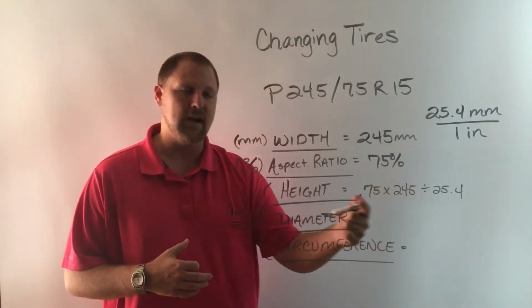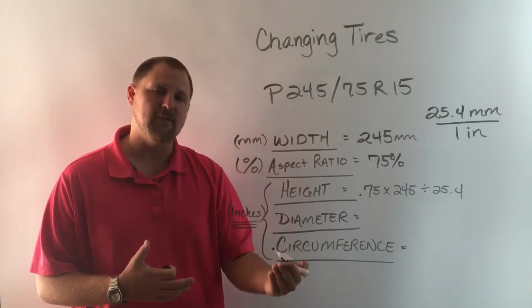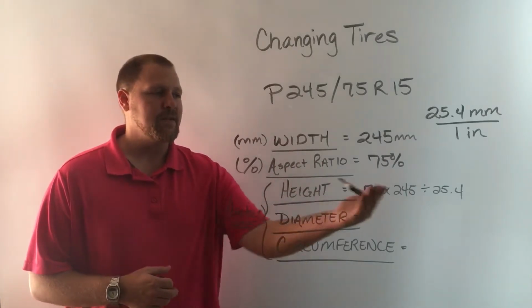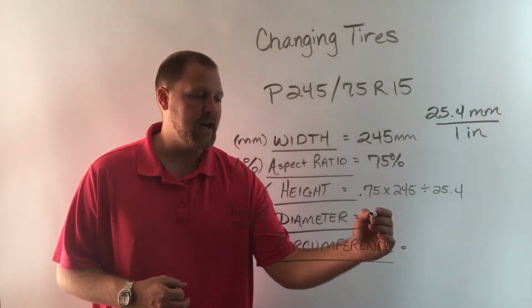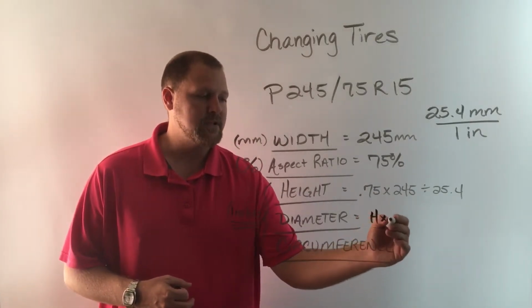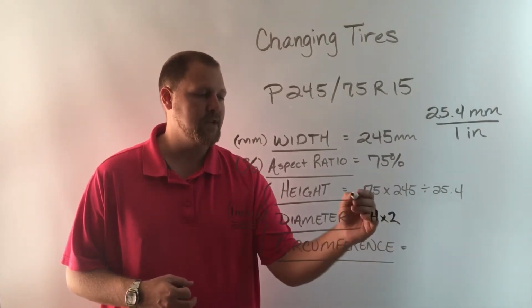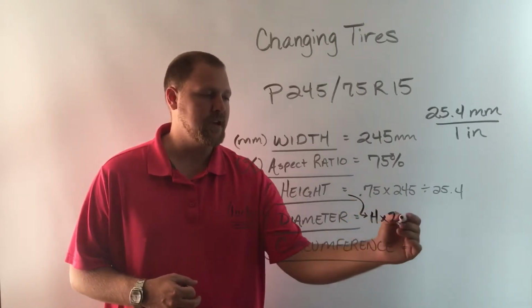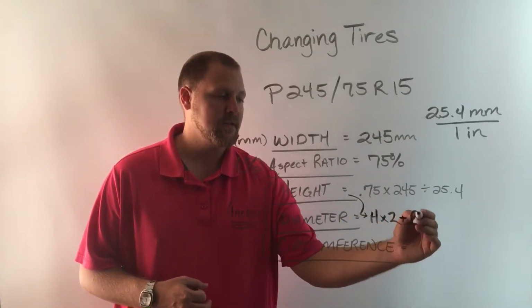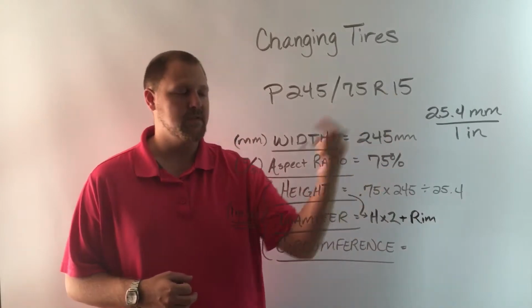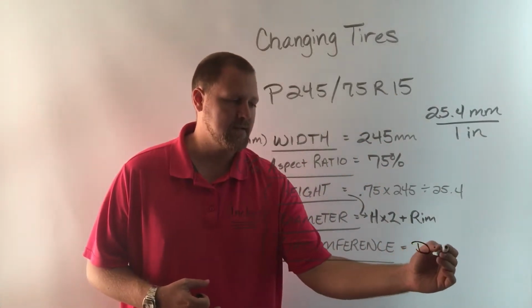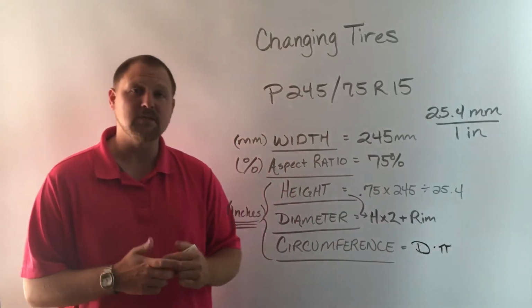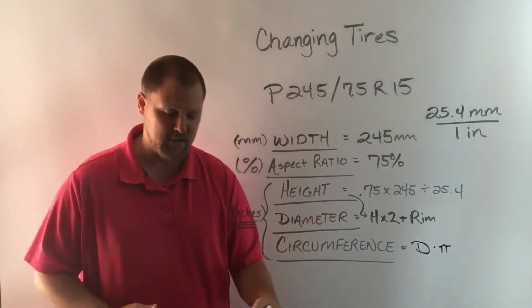This process right here is a constant process for every chart they give you. And then whenever you calculate that, you have your diameter. Your diameter is your tire height times 2. So we're going to take whatever we get for tire height times 2, and then we're going to add the rim diameter, which in this case is 15. And then circumference is just the diameter times pi. And so I'm going to take just a few seconds here and I'm going to calculate this information.